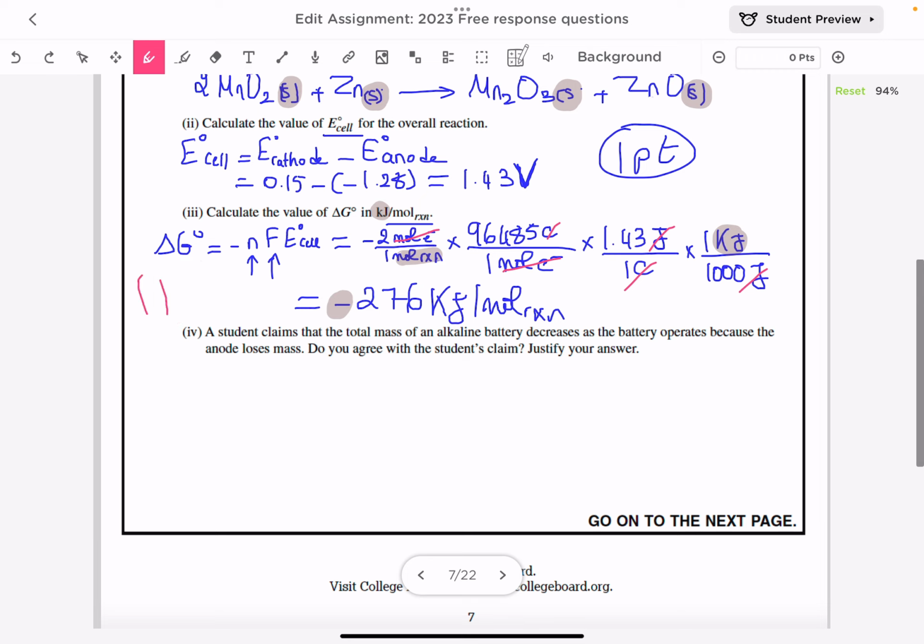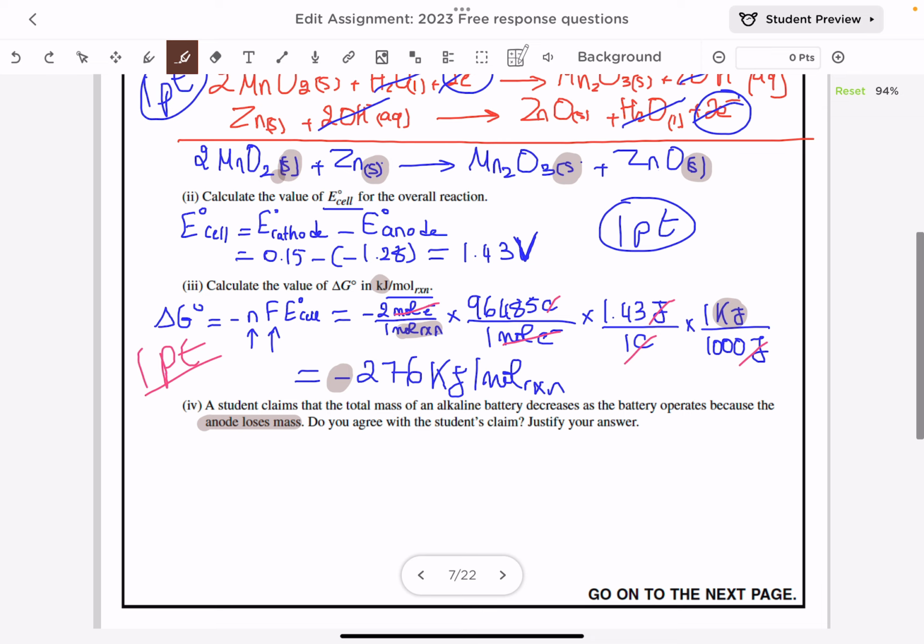The final question in this exam paper: a student claims that the total mass of an alkaline battery decreases as the battery operates because the anode loses mass. Do you agree with the student's claim? Justify your answer. Be careful of the tricks in the exam. Yes, it is true that the anode loses mass, but also the cathode gains mass. Here you have a battery where reactants are solid, products are solid as well. Whatever mass is lost on the anode side will be gained on the cathode side. So overall, the mass of the battery will not change. It's a closed battery, so no change in total mass will occur. Keep that in mind. So I do not agree, because the total mass of the battery will not change.